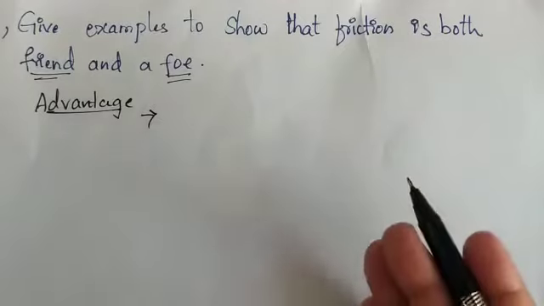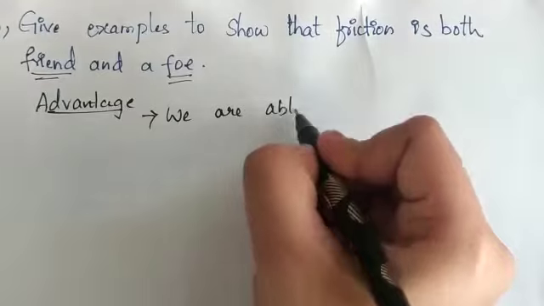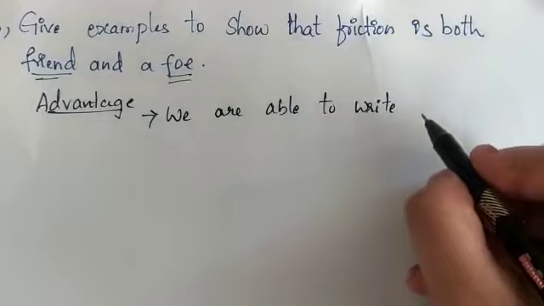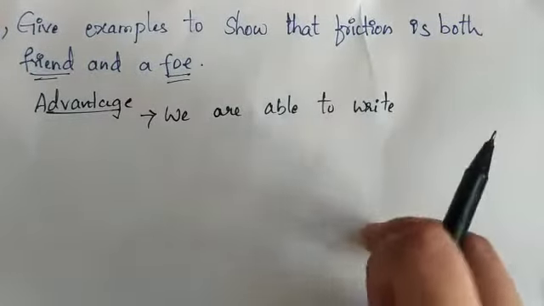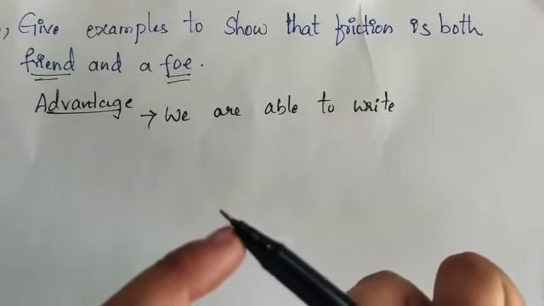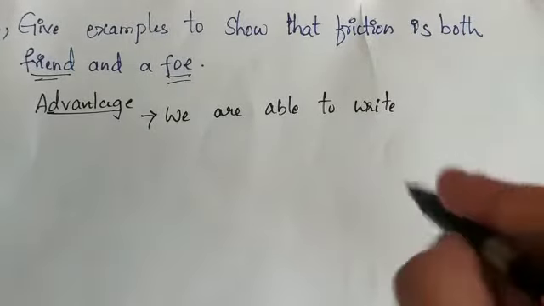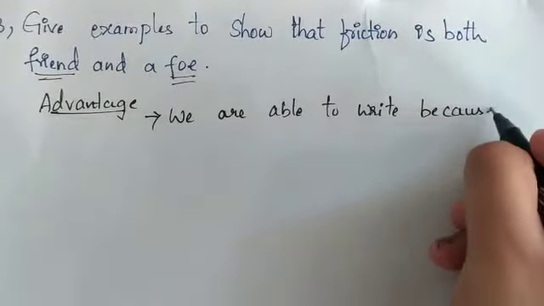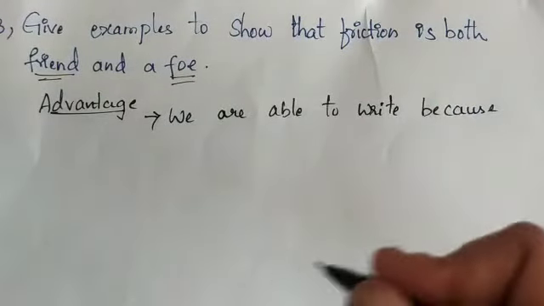We are able to write, isn't it? What I am writing, we are able to write because of the friction between the tip of the pen and the paper. Here the paper is there and the tip of the pen. There will be a friction between the tip of the pen and the paper. The paper is applying an opposing force to what I am writing, isn't it? For my writing, the paper is applying an opposite force. Because of that, I am able to write.